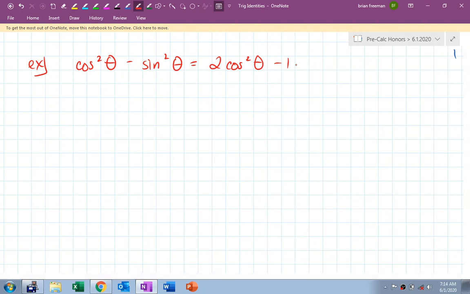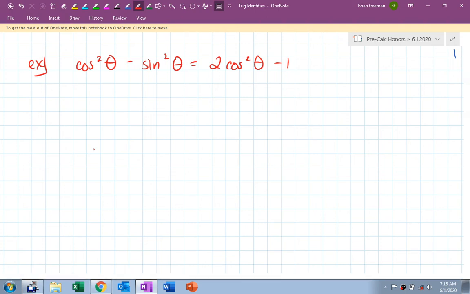Now some people want to do some subtraction, and I get that. Like you see a cosine squared and a cosine squared, and you want to subtract and maybe try to solve. It's okay to an extent. You just don't want to get into that habit of doing it because it's not always going to work.